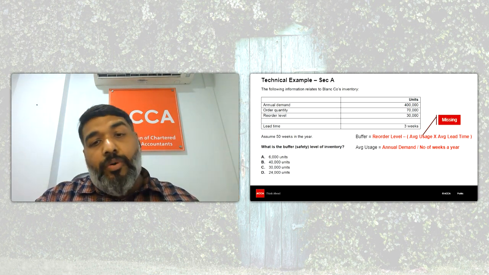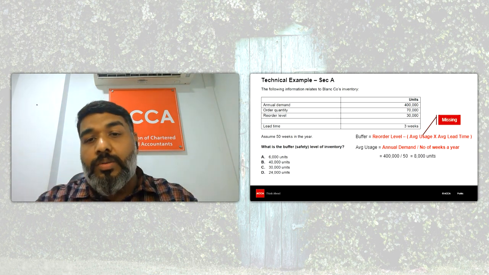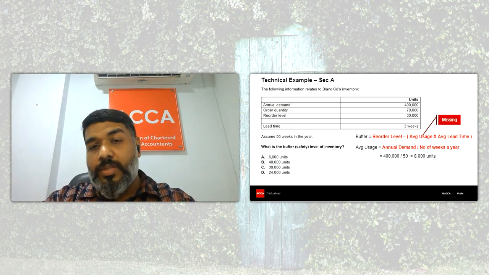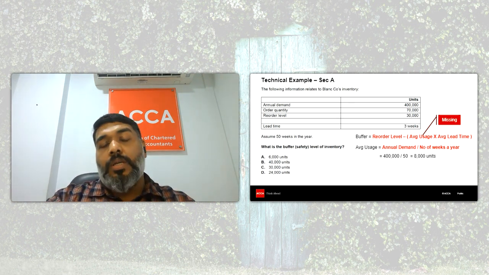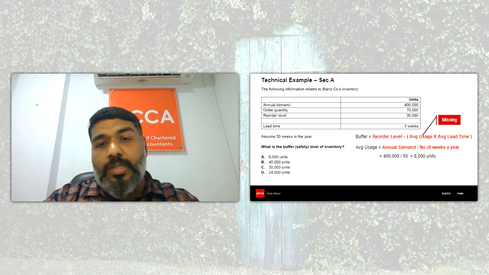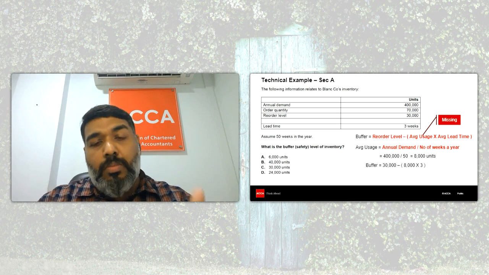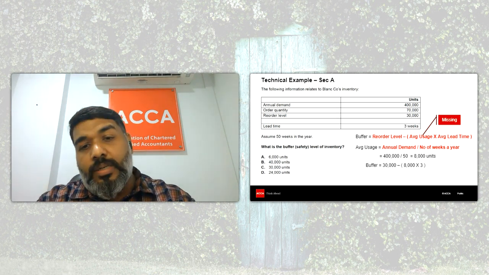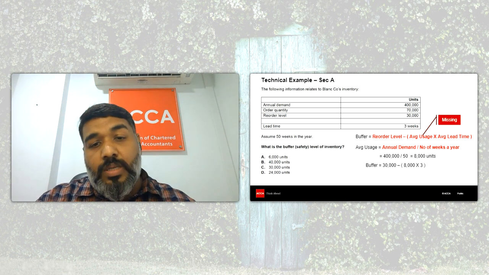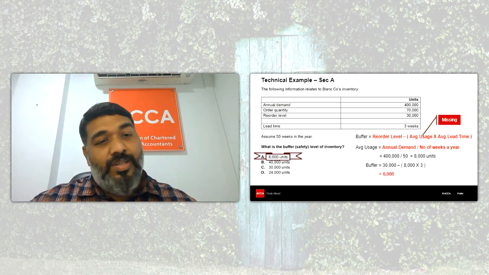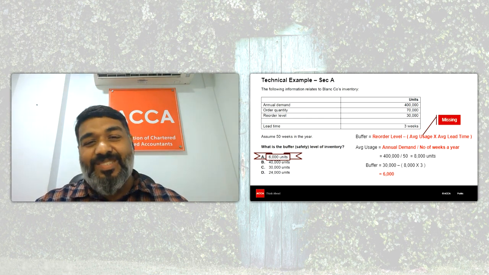So here 400,000 divided by 50 gives me how much? It gives me 8,000 units. Now I've got average usage. This is one place where many couldn't get through and could not score. Now the buffer inventory is what? 30,000 minus 8,000 times 3, which gives me 6,000, and that answer is option A, 6,000 units.